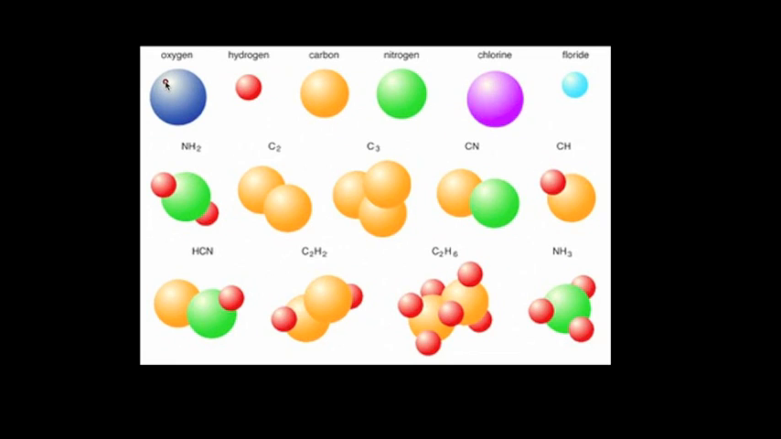Here we have an example of several different types of atoms. Oxygen atom over here on the left, and because it's oxygen, I know that this atom has 8 protons. Here's a hydrogen atom, and I know all hydrogen atoms have 1 proton. All carbon atoms have 6 protons. Nitrogen atoms have 7 protons. Chlorine atoms have 17 protons. And fluoride atoms have 9 protons.